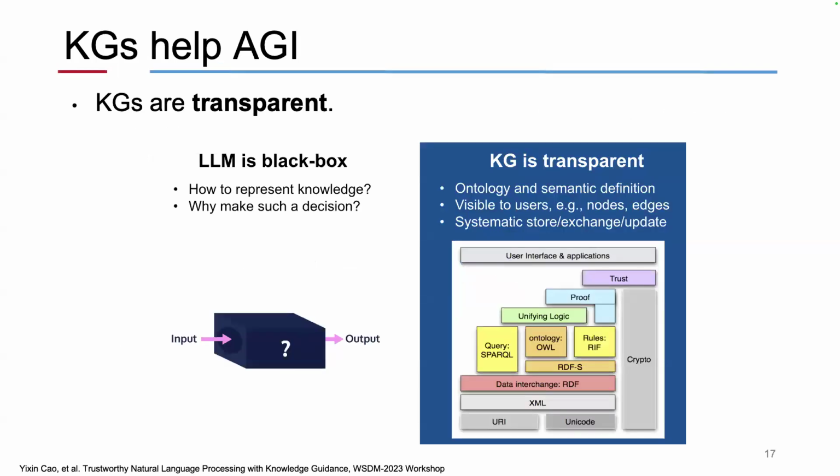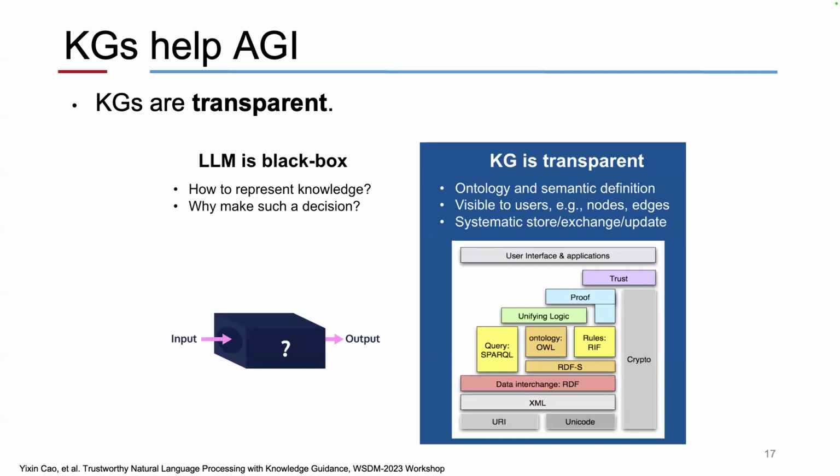So why may knowledge graphs help us to achieve AGI? This is because knowledge graphs have a lot of advantages. First, knowledge graphs are transparent. We mentioned that LLMs are a black box, right? We don't know how the knowledge is represented in an LLM. And when an LLM does the reasoning, we don't know which part of the parameters it used to derive the answer, right? But the knowledge graph itself is very transparent.